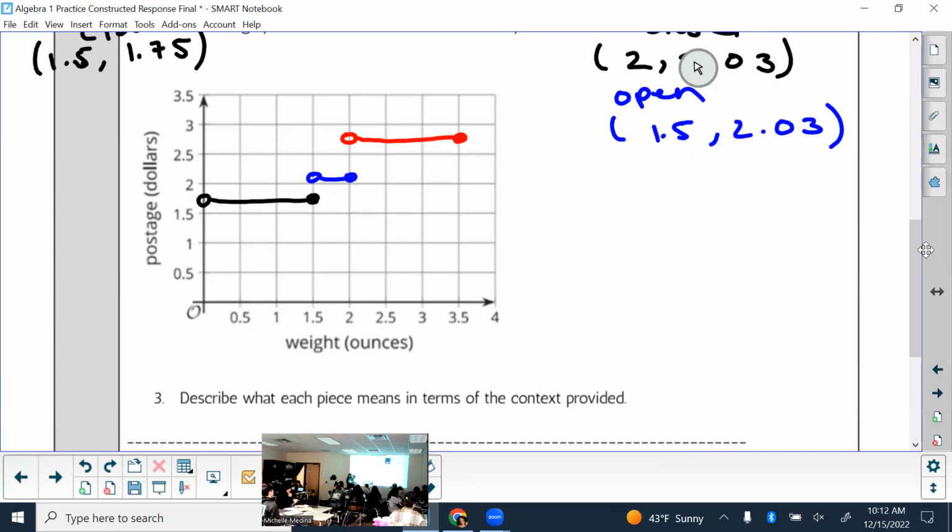You could say anything above 0 up to 1.5 costs 1.75, or whatever it was. Everything above 1.5 up to 2 costs 2.03. And just explain each cost. And make sure, for the open circles, you say above, because it doesn't include the 0. And here, it doesn't include the 1.5. But for the closed ones, you can say up to. Good? Okay, any others from the packet or from the puzzle piece?